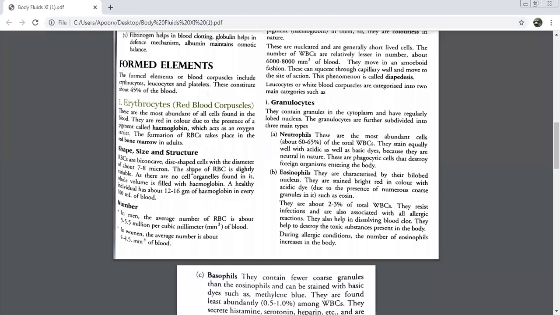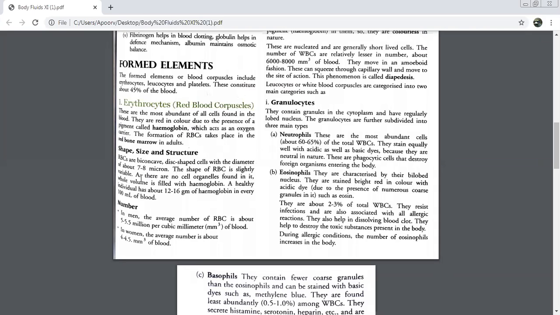So most important thing about RBC is what is the average diameter? 7 to 8 microns. Why is the shape slightly variable? Because no organelles are found in it. Then what is filled inside them? If normally every cell has its own cell organelles, and this does not have, then what is it filled with? Hemoglobin. Very good. Then 100 ml of a normal healthy person will contain how many grams of hemoglobin? 12 to 16 grams.